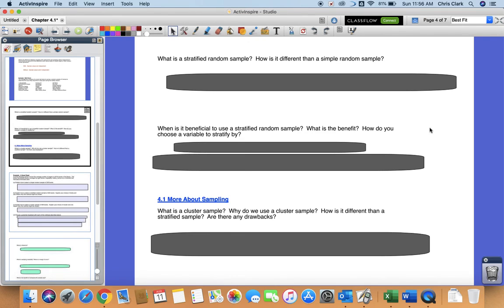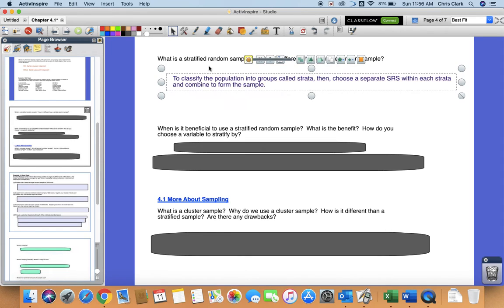Okay? So a stratified random sample can help you kind of control some of those variables that might affect your estimate. So a stratified random sample is a sampling method where we classify the population into groups. We call those groups strata in this case. Then we choose a separate SRS, a separate random sample within each group or strata, and then combine them to form the sample.